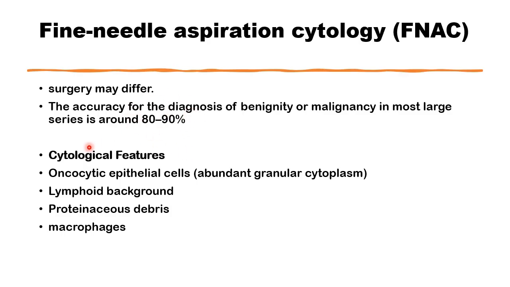The specific cytological features of the Wharton's tumor are the oncocytic epithelial cells, pinkish cells with abundant granular cytoplasm full of mitochondria. There will also be signs of lymphoid background and proteinaceous debris and some macrophages as well.